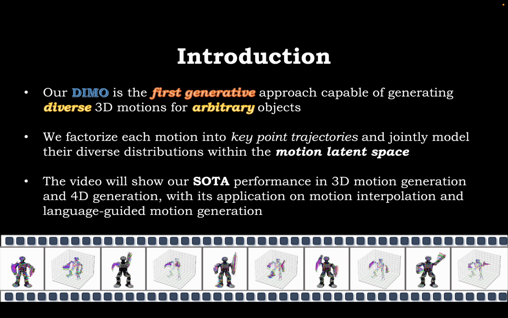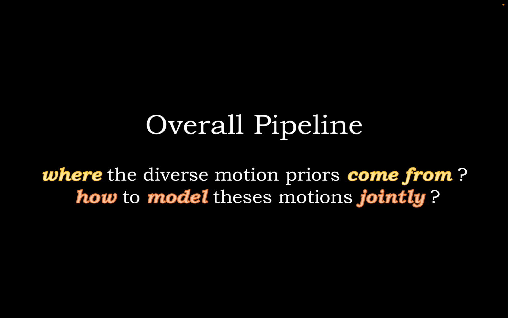The core idea of our work is to leverage the rich priors in well-trained video generation models to extract common motion patterns and embed them into a shared low-dimensional latent space. DIMO addresses two key issues: where the diverse motion priors come from and how to model these motions jointly.